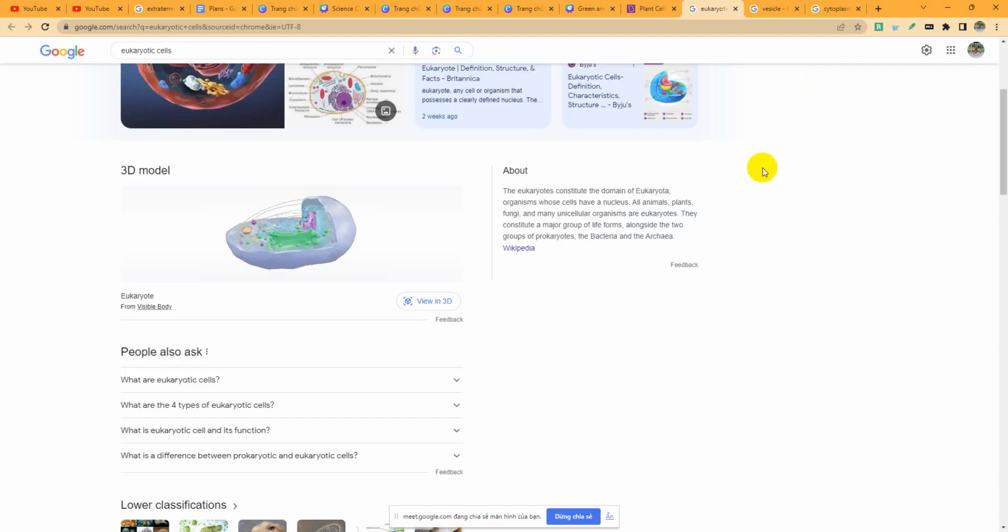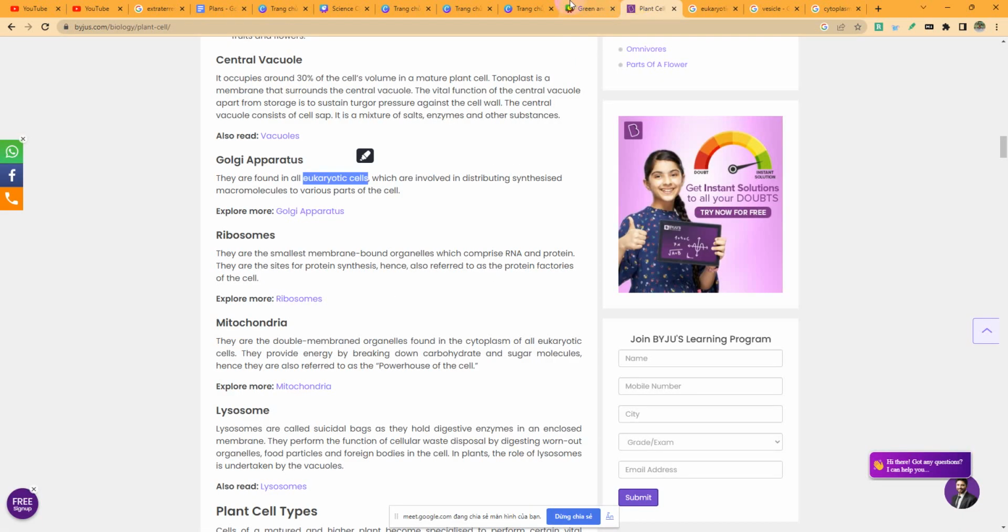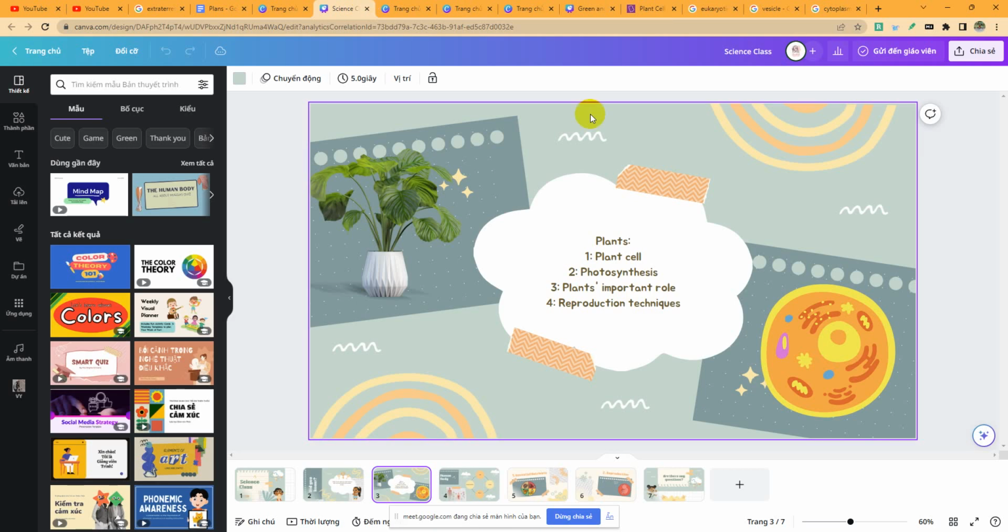So yeah, that's that. And let's move on to the next concept, which is photosynthesis. I'm really interested in explaining it again because I'm really captivated and mesmerized by the photosynthesis process.